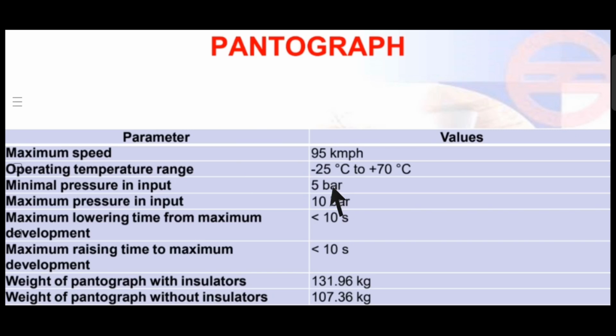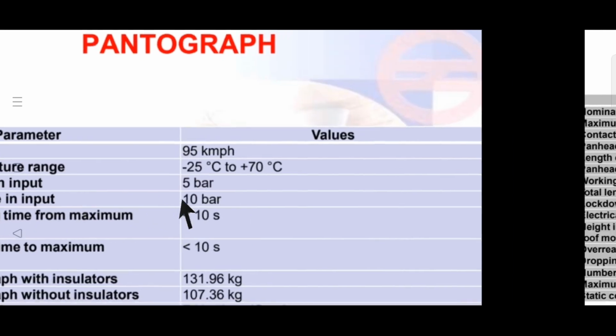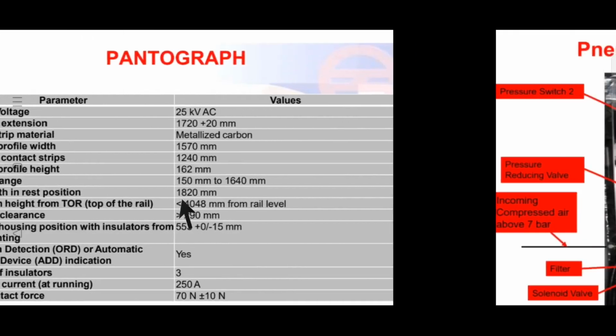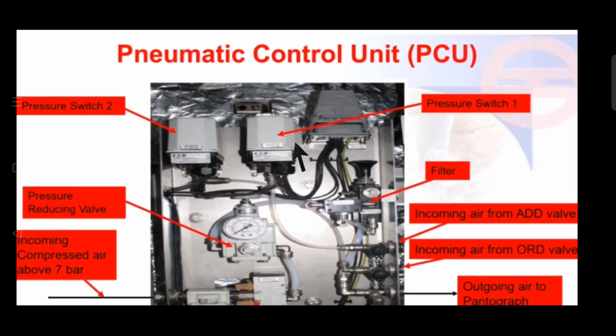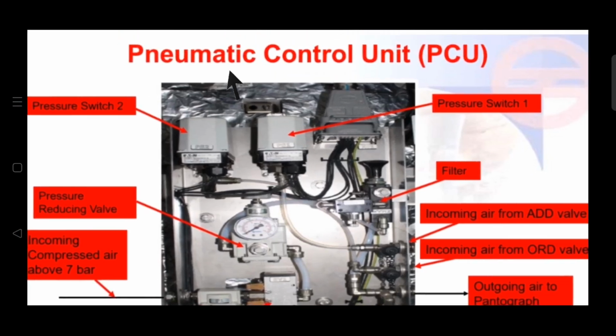Minimal pressure in input is 5 bar and the maximum pressure in input is 10 bar. Here what input are we talking about? Which input are we specifically talking about? Here it is the input of the panto control circuit. Let me show you the panto control circuit, also known as the pneumatic control circuit. This is how the pneumatic control circuit looks.